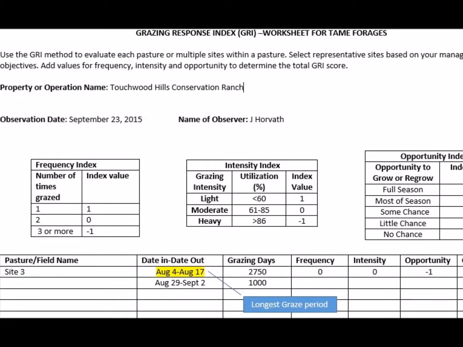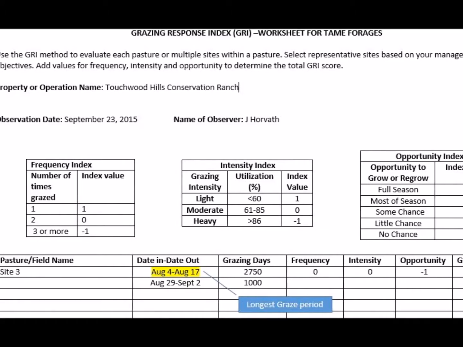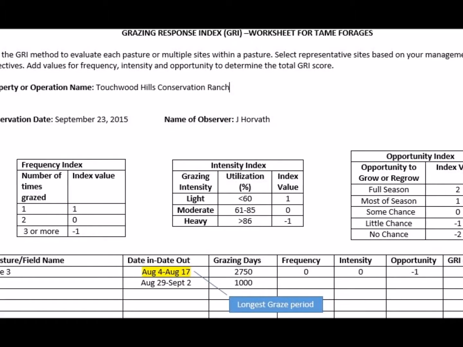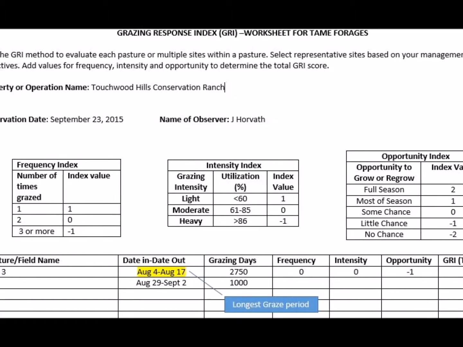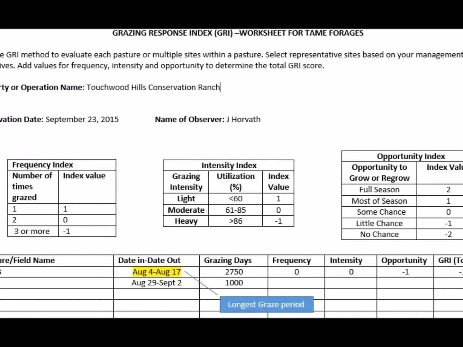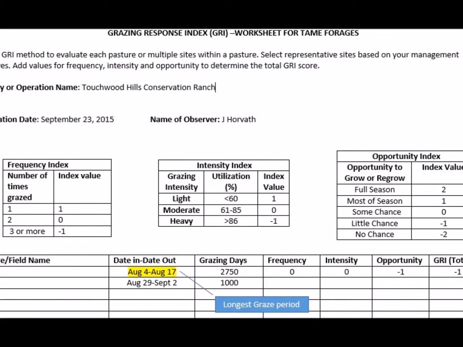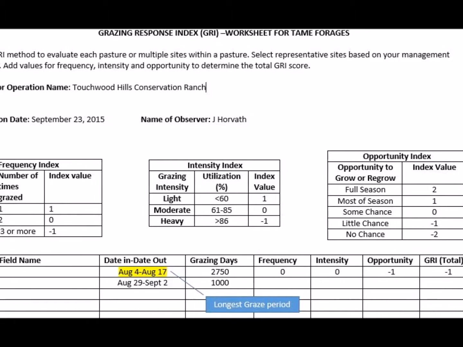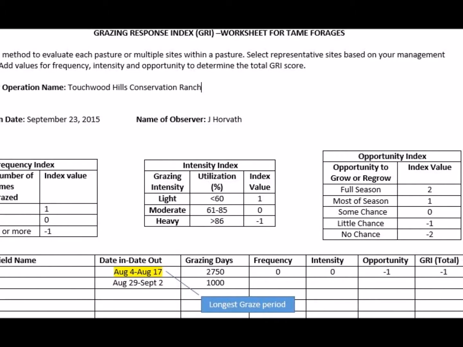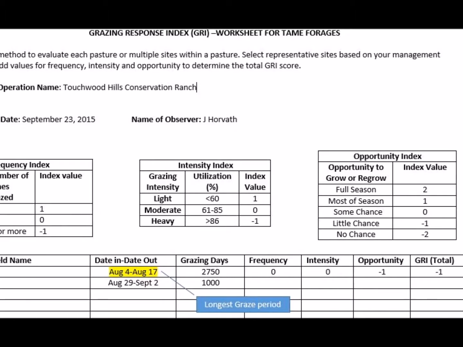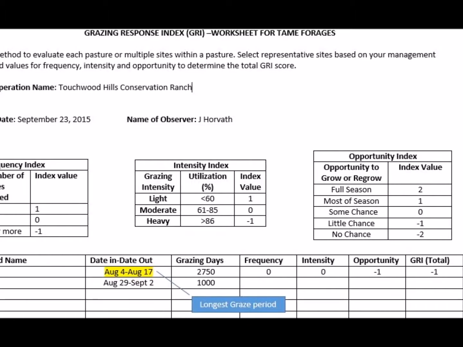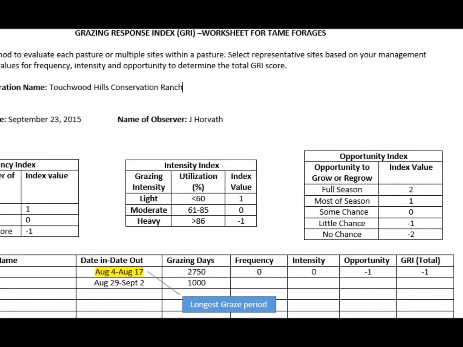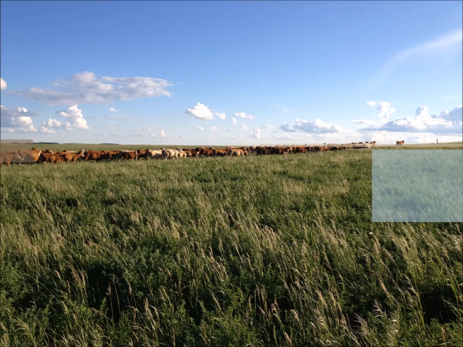Your overall GRI score gives you a general impression of the response the plants will have to your current year's grazing management. A negative score indicates that long-term management continuing with the same practices will likely have a negative effect on plant health. A positive score means the current year's grazing management was beneficial to plant health. For this site, the pasture was allowed to recover, and adequate rest time between grazing periods in 2016 was provided to improve the scoring and the overall pasture health.